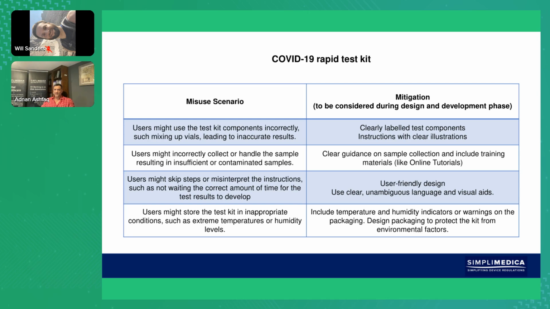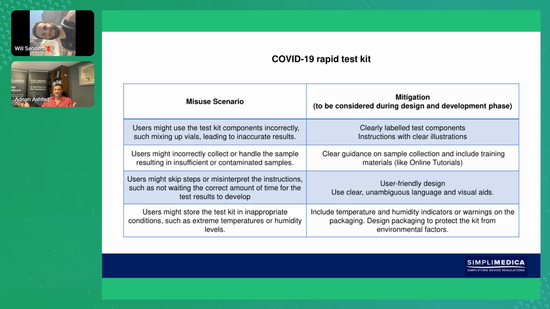So what do we then need to do as mitigations? These are some of the mitigations that we would do at the earlier stages of the design and development stage. To prevent incorrect use or mix-up, we would have clearly labeled test components with instructions with clear illustrations. To make sure that the users are correctly handling the samples, there also must be clear guidance in sample collection, including training materials such as online tutorials. To prevent users skipping or misinterpreting the instructions, we have to make sure that they're user-friendly, designed well enough, clear, unambiguous in language, and have visual aids.